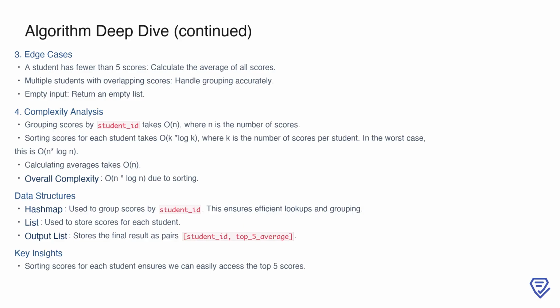When analyzing the algorithm's complexity, the grouping step, which involves iterating over the input, takes O(n), where n is the total number of scores. Sorting the scores for each student takes O(k*log k), where k is the number of scores per student. In the worst case, this becomes O(n*log n) for all students. Calculating averages for the top 5 scores is linear, taking O(n). Therefore, the overall time complexity is dominated by the sorting step, resulting in O(n*log n).